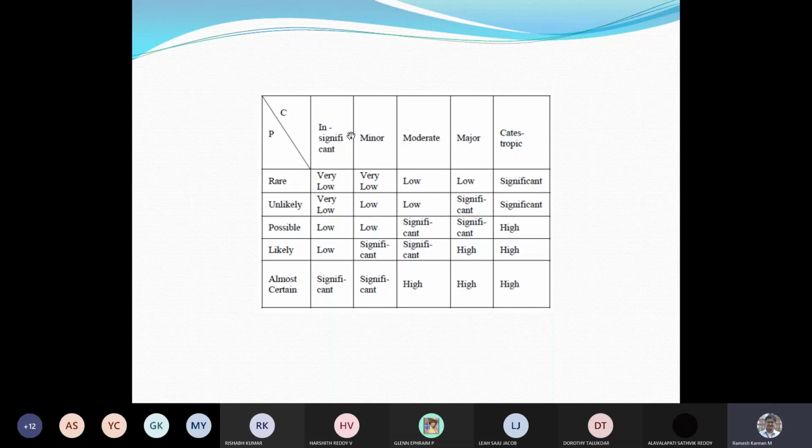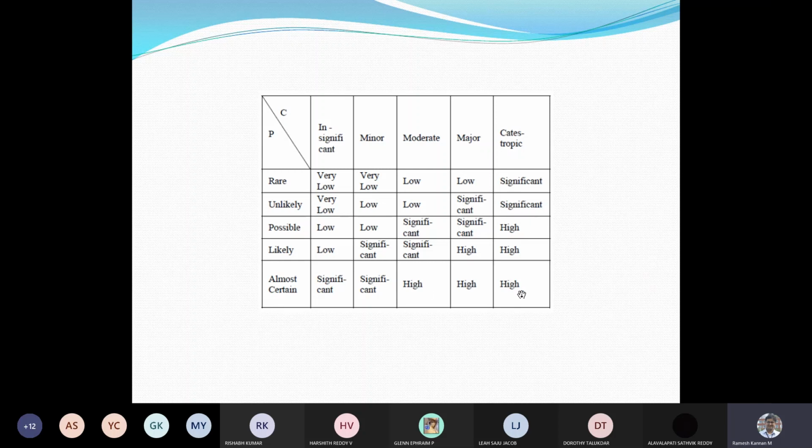Then unlikely and insignificant is pretty low, unlikely and minor, you can see very low, and very low. So this is kind of an upper triangle if it is a matrix. Then you can see this is low, and this is something like that. Catastrophe with rare is pretty significant, whereas unlikely and major is significant. Even catastrophe is significant for all. And then possible occurrence, even moderate risk is pretty much significant, and so on. Likely occurrence, even minor is significant, and almost certain, even insignificant itself is also significant, right?